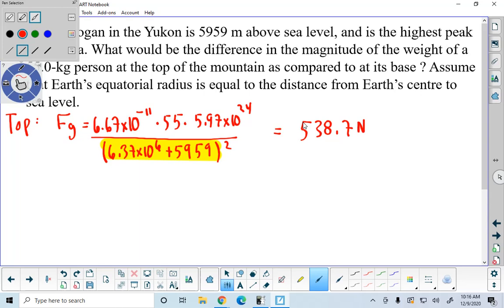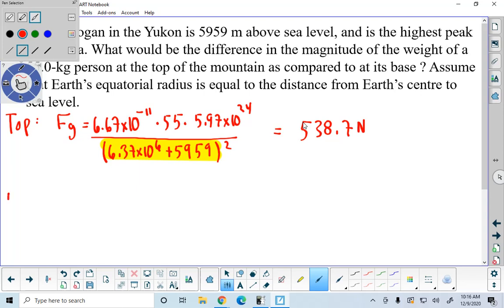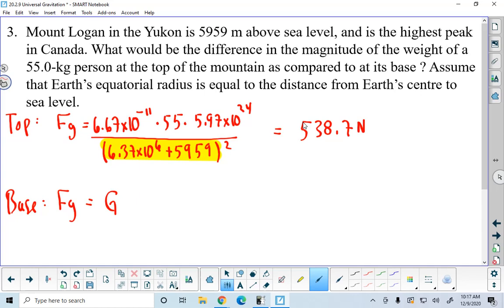When they are at the bottom of Mount Logan, so at the base, Fg will be G. Now I'm going to do something here. G is a universal constant. My goodness, do I have to write down 6.67 times 10 to the negative 11 every time I use it? Let's just write capital G times the mass of the person times the mass of the Earth over the distance between them squared, which would just be the radius of the Earth.